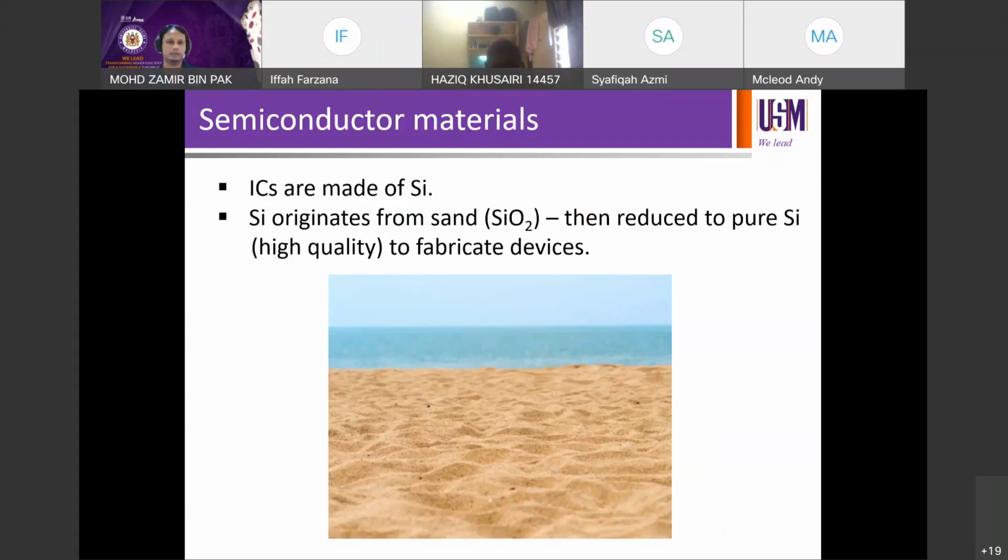Right. Integrated circuits are made of silicon. At least the one that we are using right now is based on silicon, and silicon originates from sand, and the sand is a silicon dioxide, right? SiO2, and the SiO2 that we have as the precursor material is reduced by removing oxygen to make it silicon, and then the silicon is purified a couple of times using high energy processes.